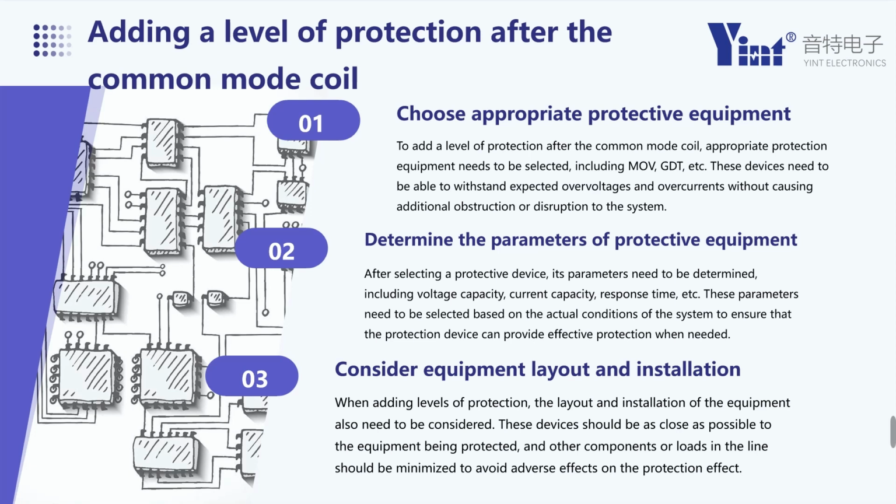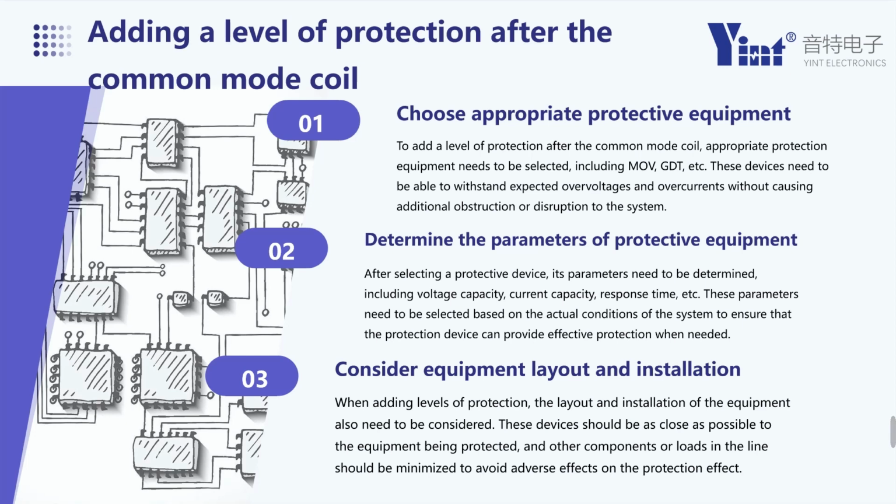When adding levels of protection, the layout and installation of the equipment also need to be considered. These devices should be as close as possible to the equipment being protected, and other components or loads in the line should be minimized to avoid adverse effects on the protection effect.